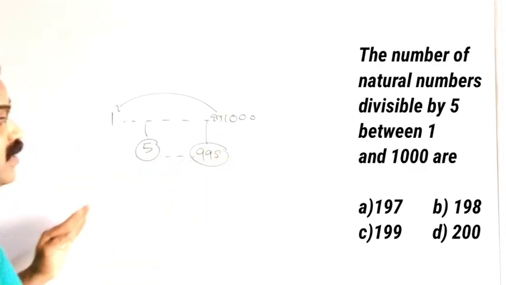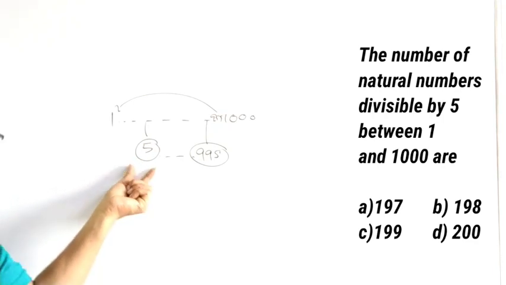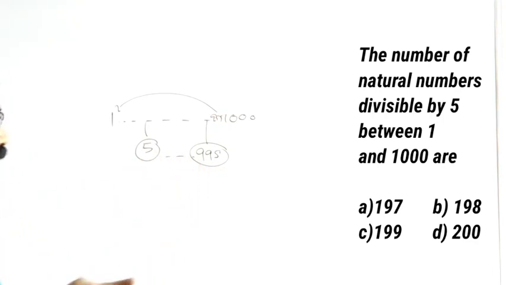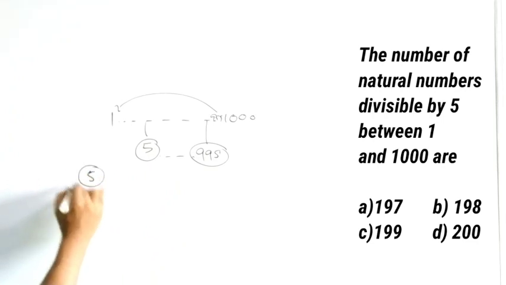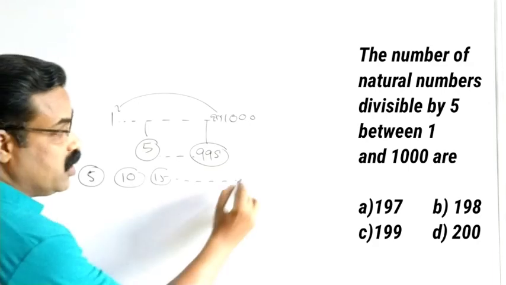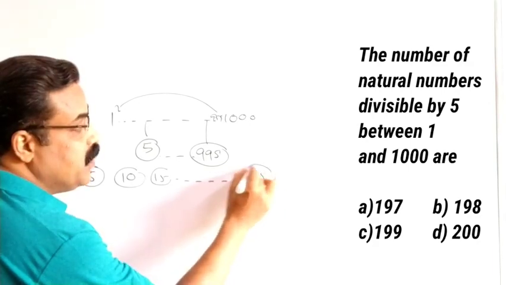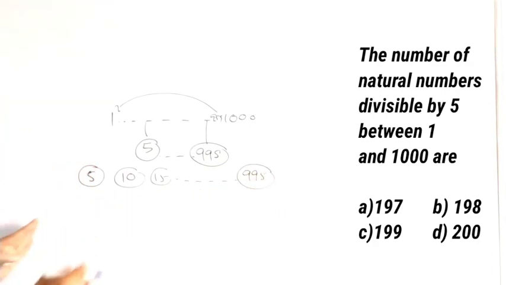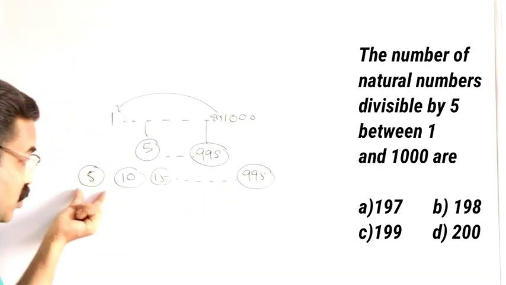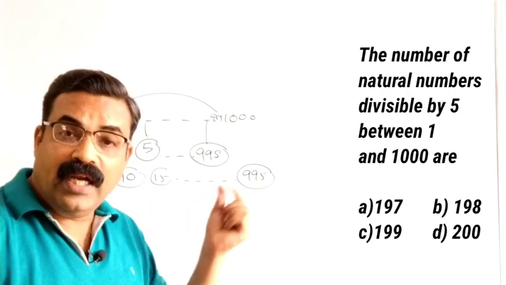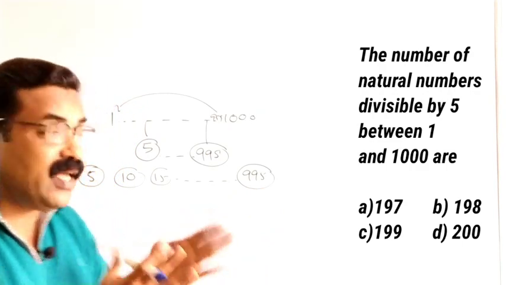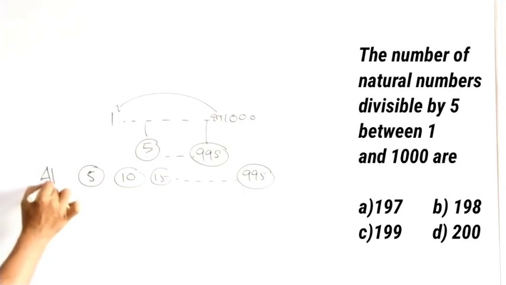So these all are the numbers. It starts from 5 and the last number will be 995. So we can say 5 is the first number, then 10, then 15, and it goes up to the last, and 995 is the last number which is divisible by 5. This sequence forms an arithmetic progression. This sequence is an AP.